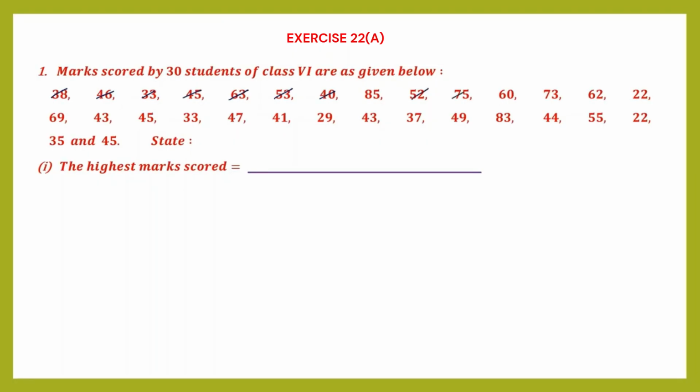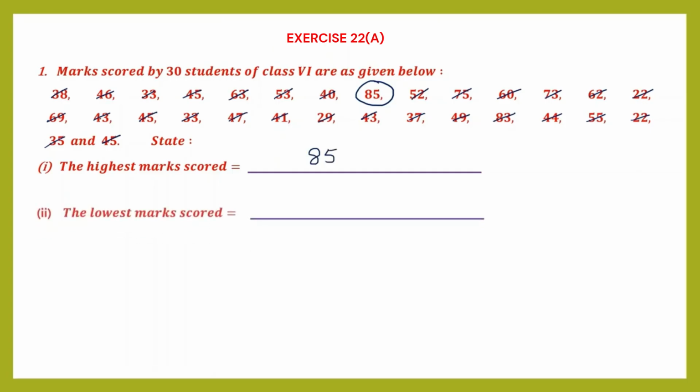So 52, 75, 60, 73, 62, 22. Now if we find something greater than 85, we'll stop. So everything smaller than 85 is striking off. 63, 43, 45, 33, 47, 41, 29, 43, 37, 49. Now here there's an 83. So it's still smaller than 85, so strike it off. Then 44, 55, 22, 35 and 45. That means 85 is the highest mark scored. So let's write our answer there, 85. That is our highest mark scored.